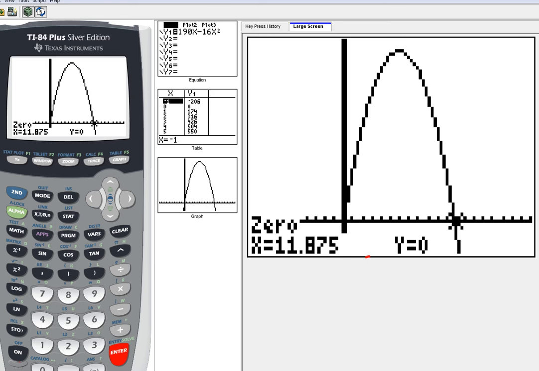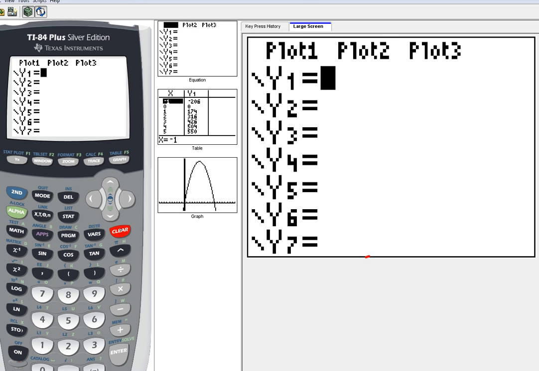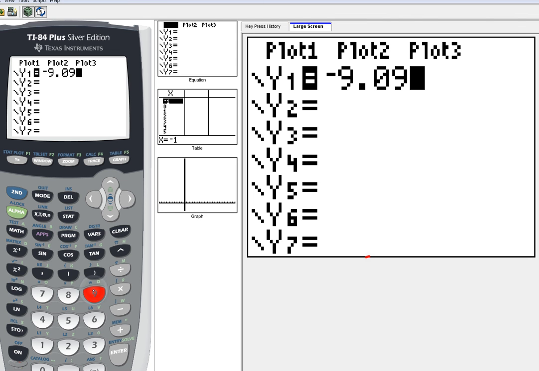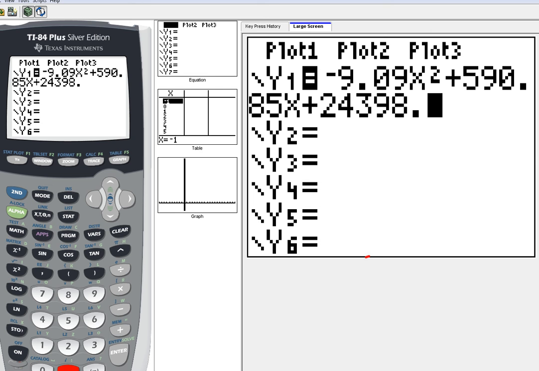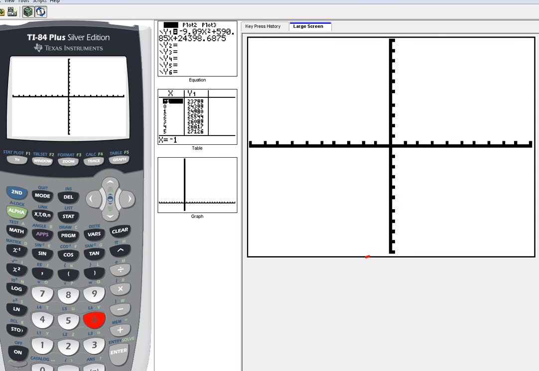So, again, I'm going to put this in my calculator. Y equals, and I'm going to punch in negative 9.09 x squared plus 590.85x and then plus 24,398.6875. And then when I hit zoom 6, that takes me back to my 10 by 10 window. And again, I do not see anything.